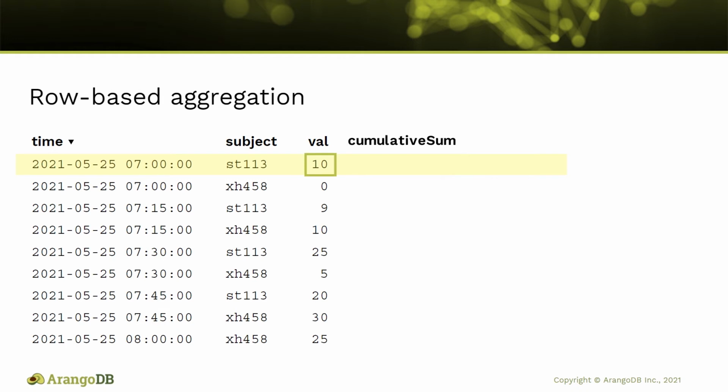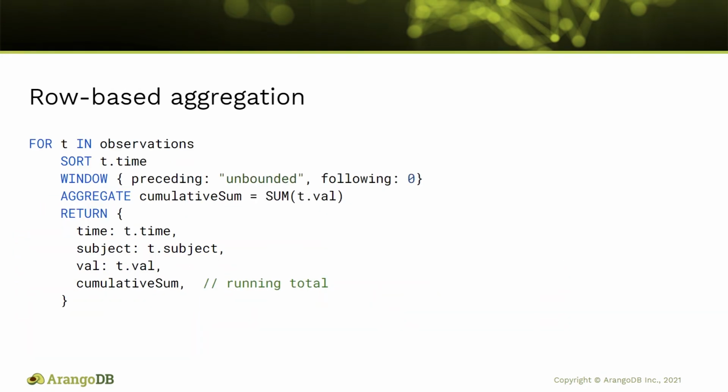And now we can use this to calculate the running total, also called cumulative sum, by growing that window over the values and adding up the numbers, as you can see here. And this is how it's done in AQL. We define the window to use the special value unbounded for the preceding attribute to use all of the previous rows, and we set following to 0 so that we can then aggregate all of the values using the sum function to get the running total or cumulative sum.